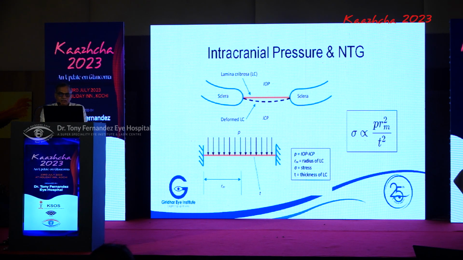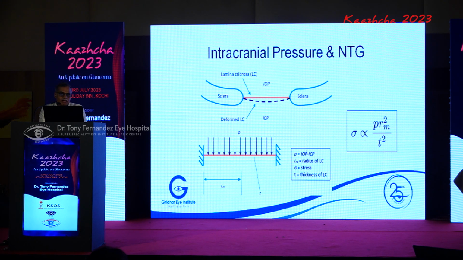So this is a line diagram showing the sclera and the lamina cribrosa, the dotted line. On one side you have the intraocular pressure, and on the other side you have the intracranial pressure that is surrounding the optic nerve head. The stress on the lamina cribrosa is given by that formula, where P is the difference between the pressures, R the radius and T the thickness.